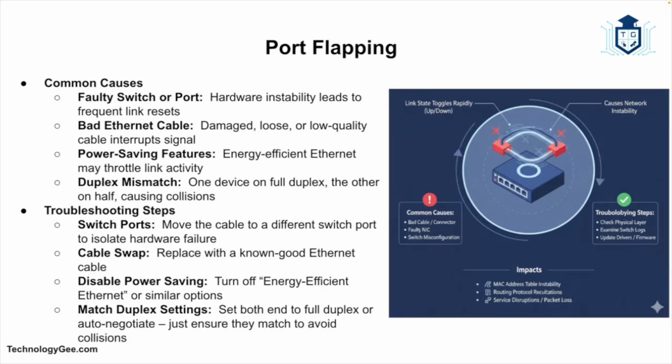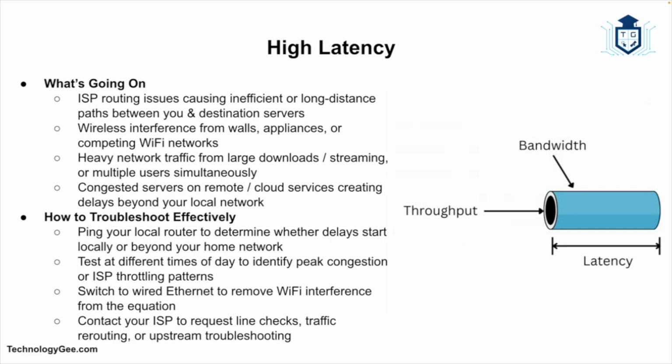So how do you troubleshoot this? Well, you want to try a new port or switch. So move the cable to a different port. You want to replace the cable. So use a known good cable. You want to disable your power settings. So turn off energy efficient Ethernet features in your network adapter settings. And you want to force duplex settings. So set both the switch and the PC to full duplex or auto negotiate just to make sure they match. Then there's the issue of high latency.